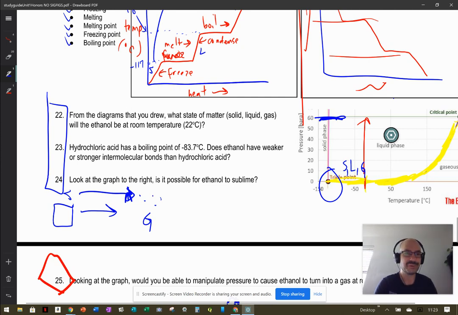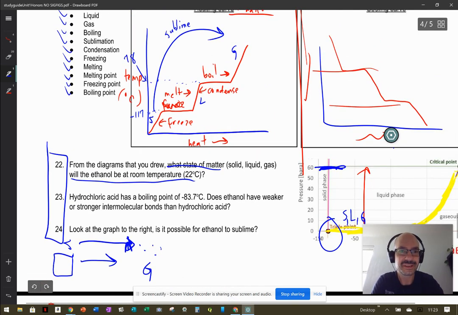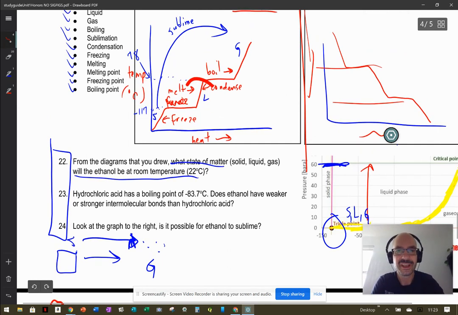All right, so for these, I'm not too keen on the graph that I gave you guys to look at, and I'm going to apologize for that. From the diagrams you drew, what state of matter, solid, liquid, or gas, will ethanol be at 22 Celsius? Actually, this one you could totally do with the graphs that you drew. 22 degrees Celsius is going to be in this range, so it would have to be a liquid. So you could either circle liquid or write in liquid.